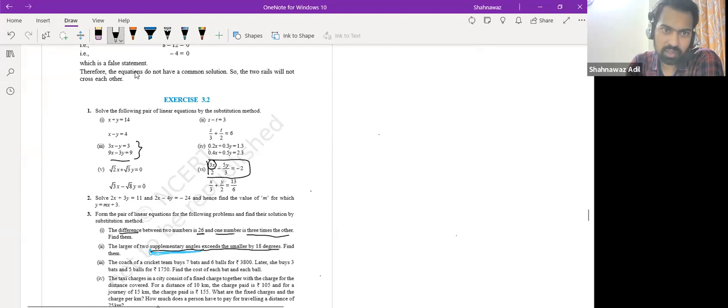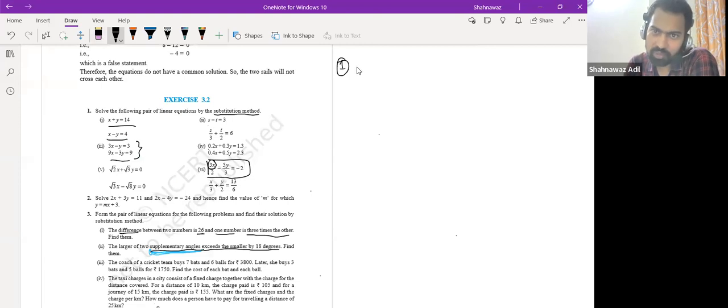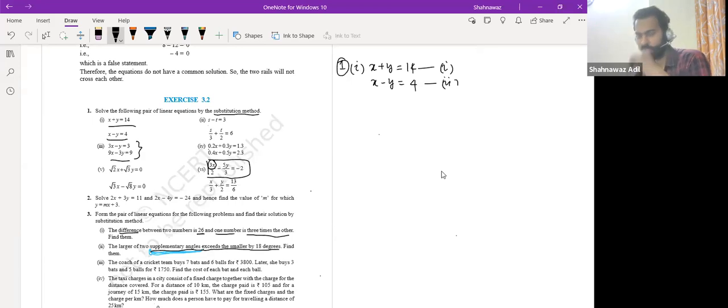Okay, so the first question is we have to use the substitution method, right, to solve these two pair of equations. So one is x plus y equals 40, and the other one is x minus y equals 4. So these are the two equations that I have. Right. So in the substitution method, what is the first step that we take?